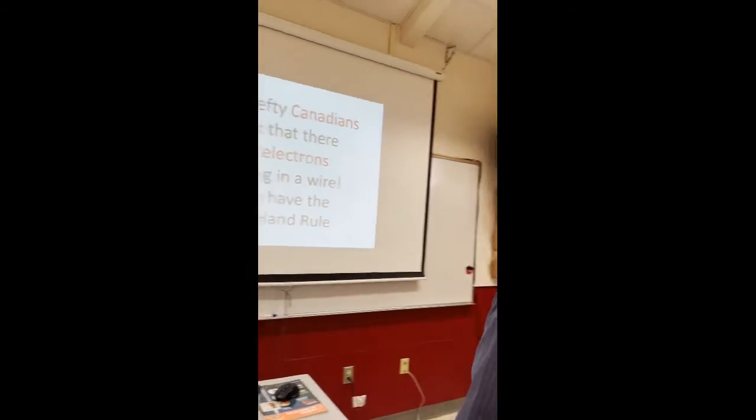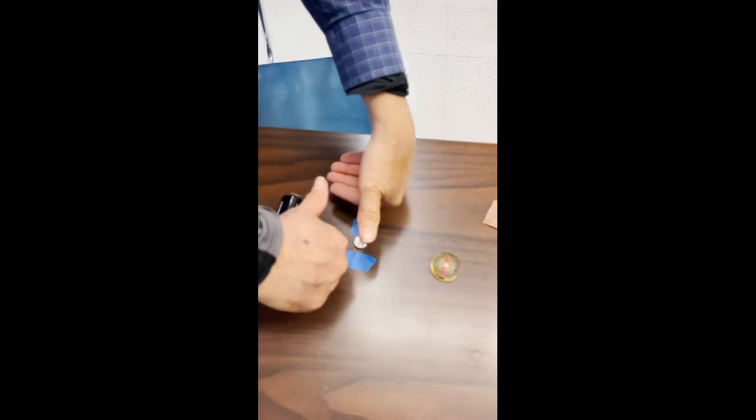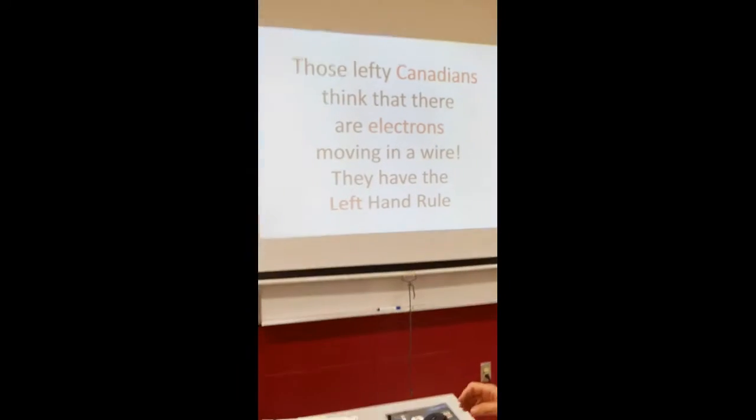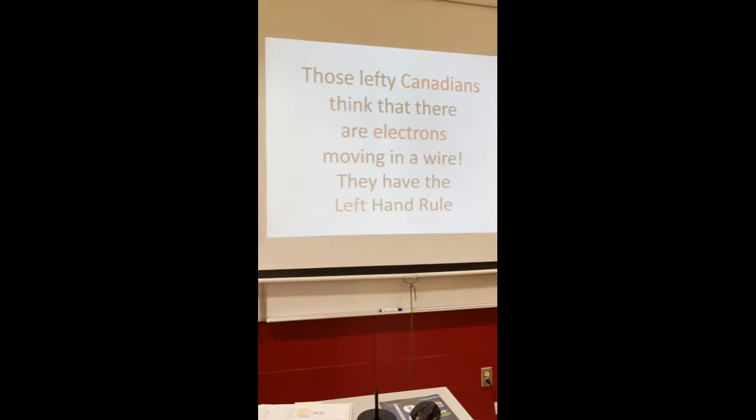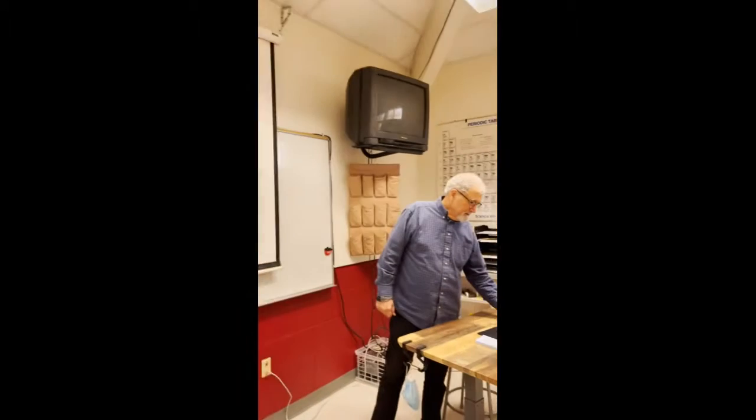Okay, they think that there are electrons moving in the wire, and they have a left-hand rule. So if you think about it, you've got the right-hand rule for the conventional current, but the left-hand rule will give you the same thing for electrons. Gotcha. Left hand for electrons.